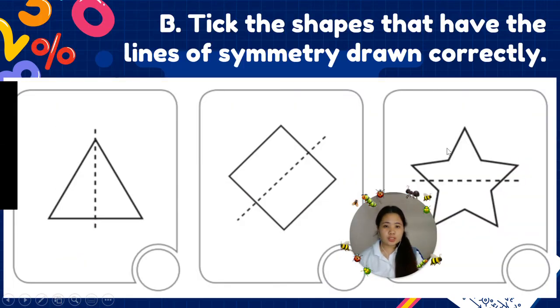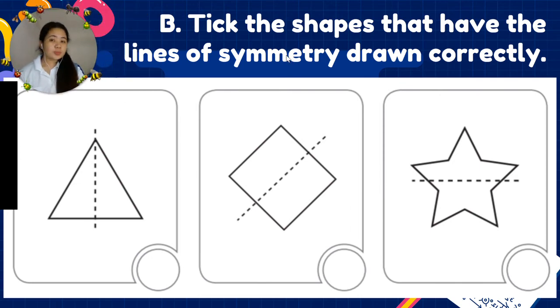In letter B, you have to tick the shapes that have the lines of symmetry drawn correctly. Again, tick the shapes that have the lines of symmetry drawn correctly. Tick meaning you have to put a check. Where? It's on the circle. You put a check. Okay, let's proceed.